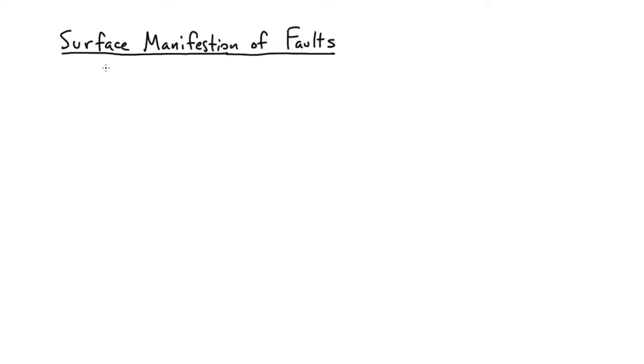So one of the main features is what we call a scarp or a fault scarp. This is the topographic expression of a fault. Sometimes that's something we can tell when we're next to it, and sometimes we need to be looking at a photograph or an aerial view.